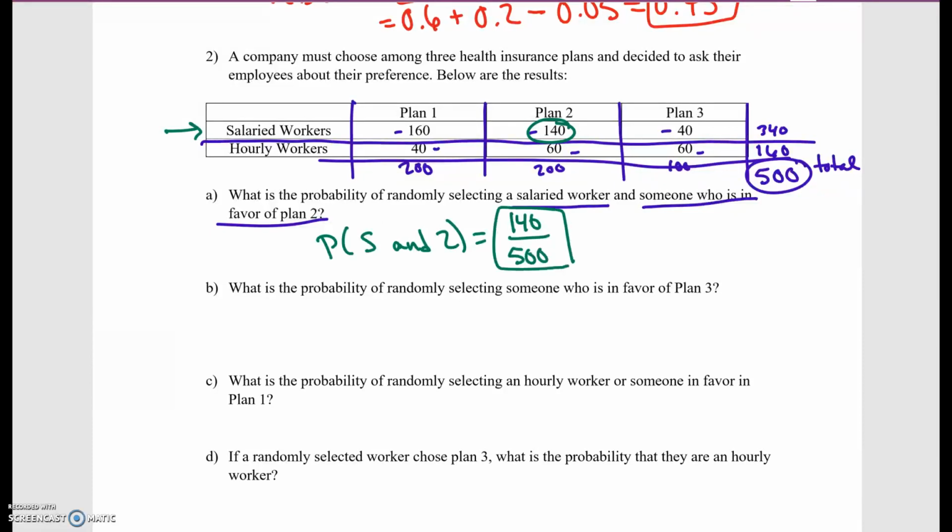Okay. So watch out for those things. Remember, "and" and "or" are always out of the total. We are always basing that off the total. We're not restricting anything.